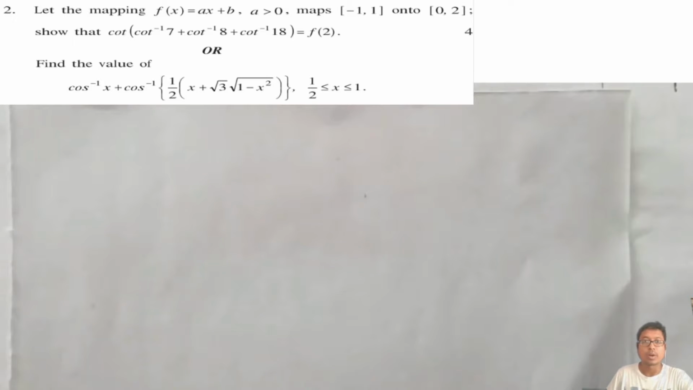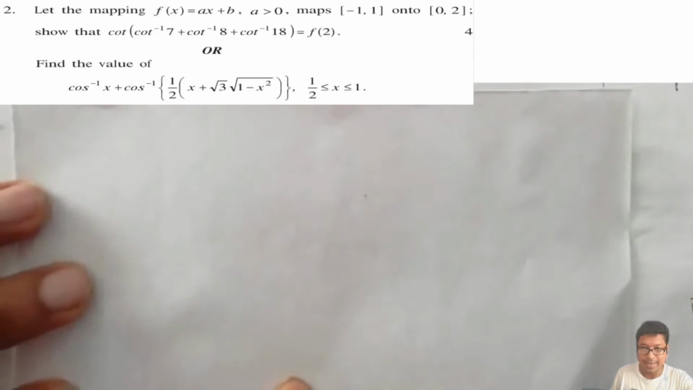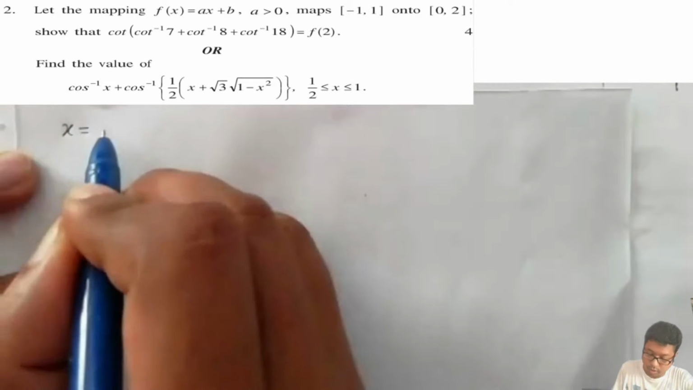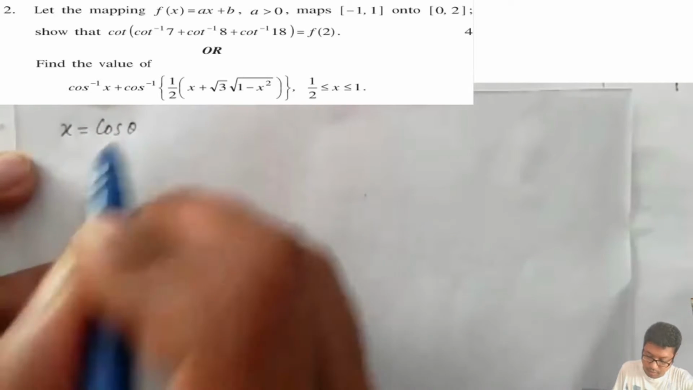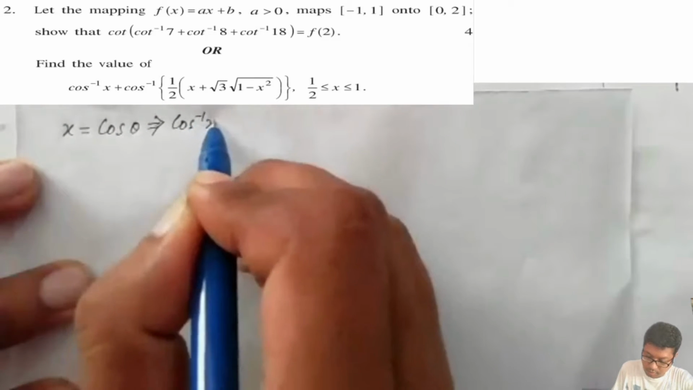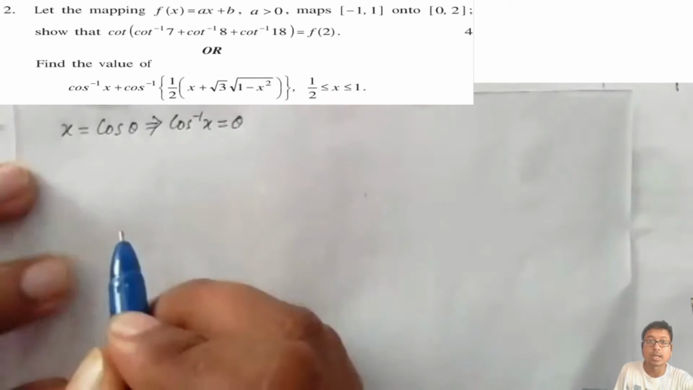Okay, now see the OR part of question number 2. Find the value of cos inverse of x plus cos inverse of (x by 2 plus root 3 by 2 root over 1 minus x square), where x lies between half and 1. So for this problem I will consider x to be cos theta. So x is equal to cos theta. This implies cos inverse of x is equal to theta.